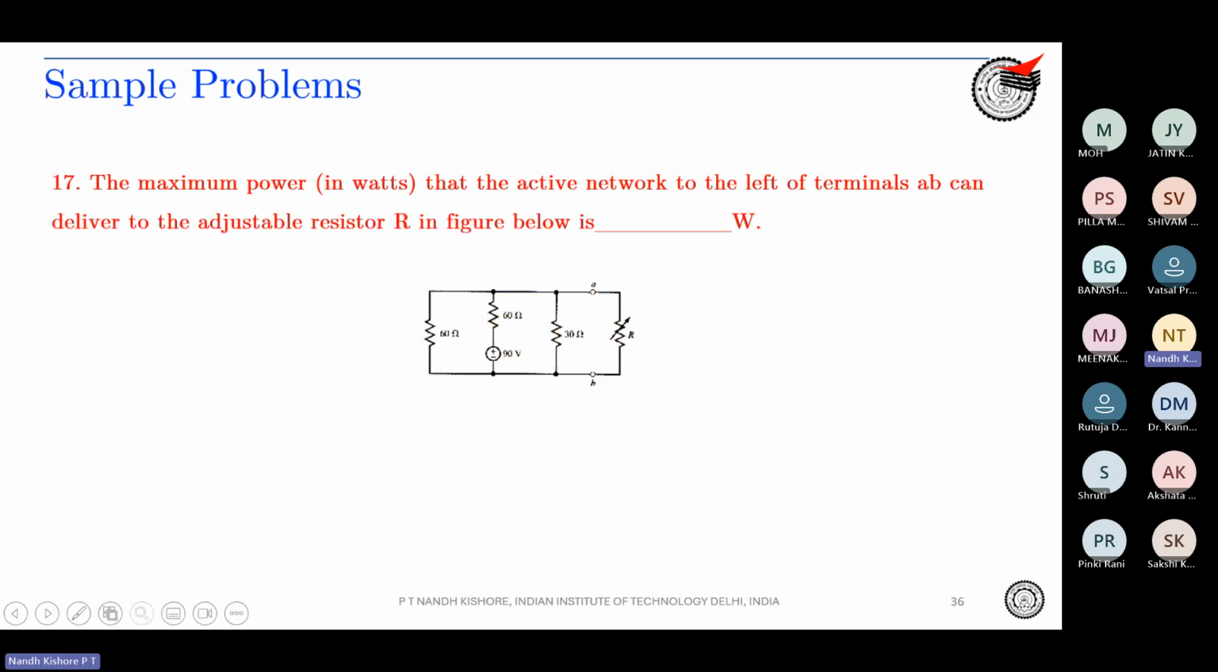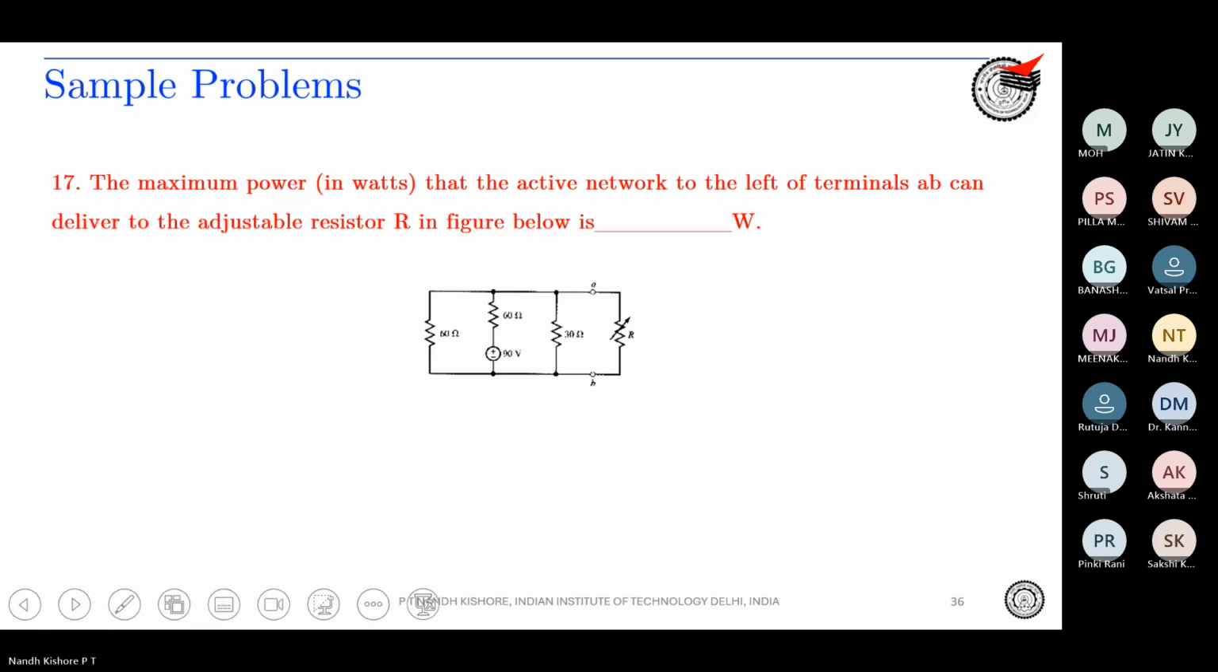The maximum power in watts that the active network to the left of terminal AB can deliver to the adjustable resistor R in the figure below is dash. We still have 3 questions left. We will try to complete this question as soon as possible, but the next 2 questions are interlinked. If you can hang around for probably 10 minutes extra, we can complete the entire 19 questions.